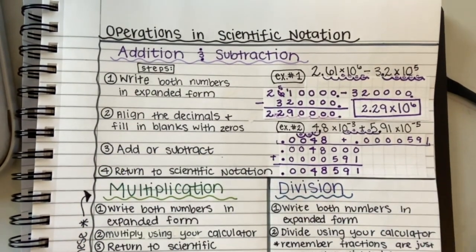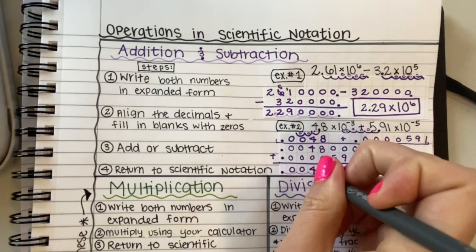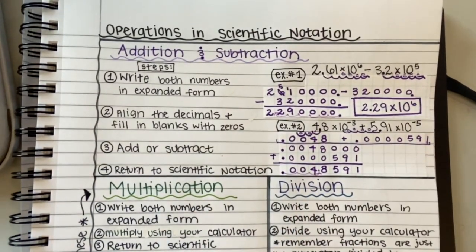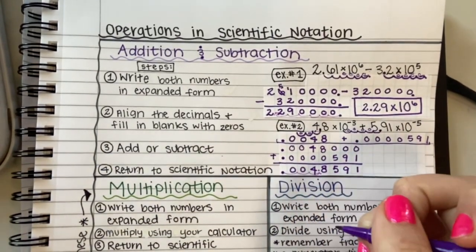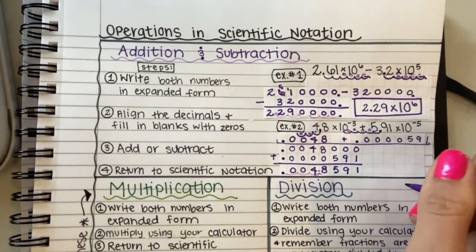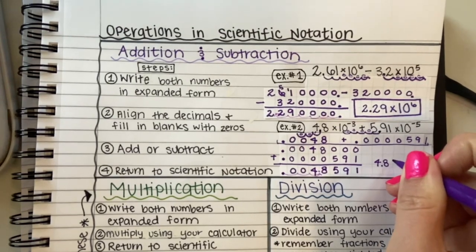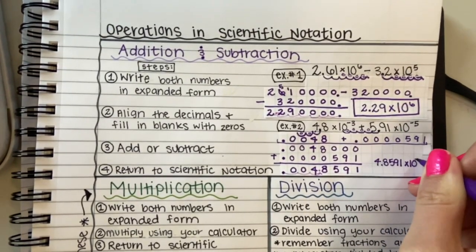Then I'm returning to scientific notation. Scientific notation needs just 1 digit to the left of my decimal, so in order to have that, I need to move it over 3 spaces. This is a tiny number, so that's a -3. So I have 4.8591 times 10 to the -3.